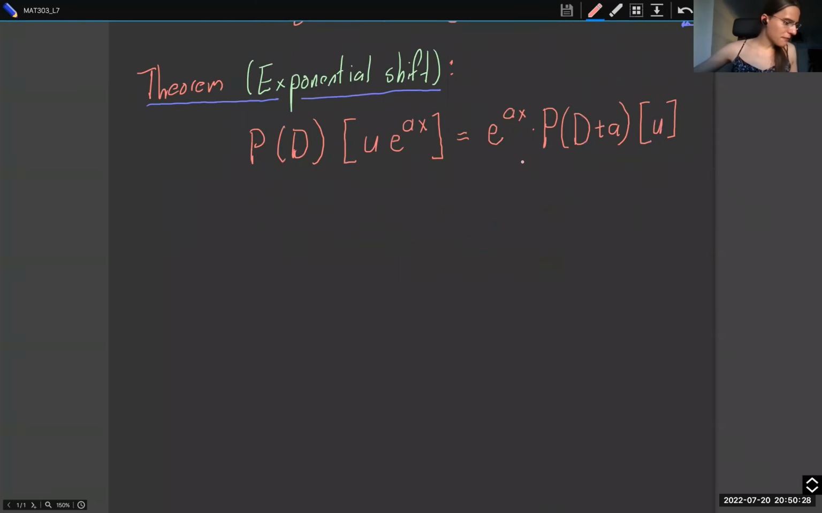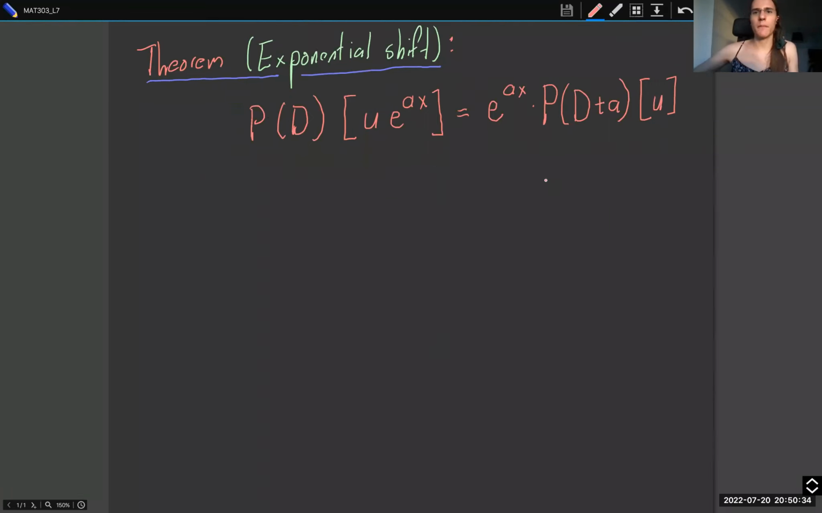So you know what? I think that instead of proving the theorem, I'm going to show you how to use it. That's sort of a better use of time. So proof next time.